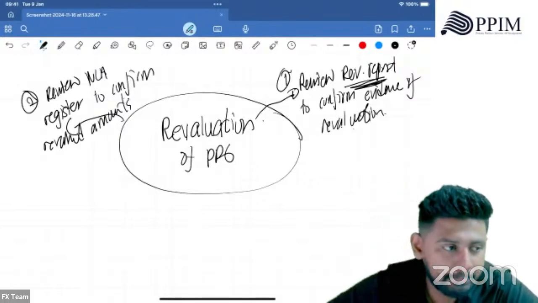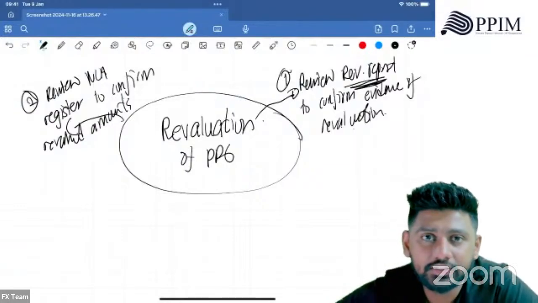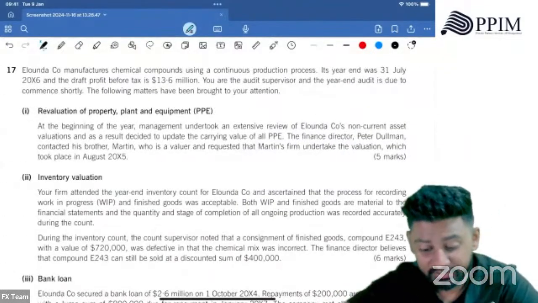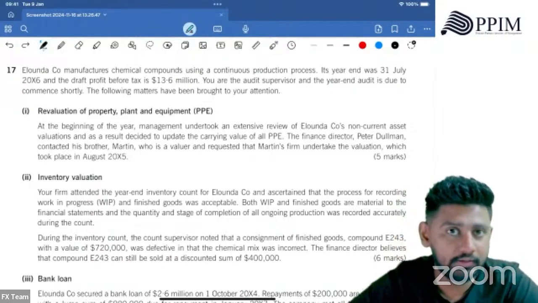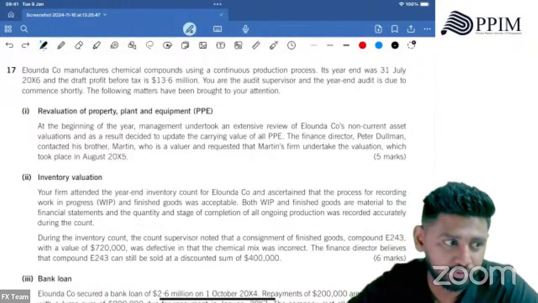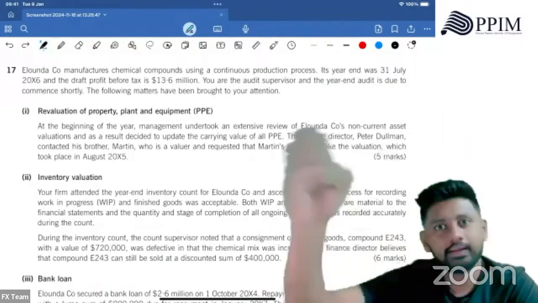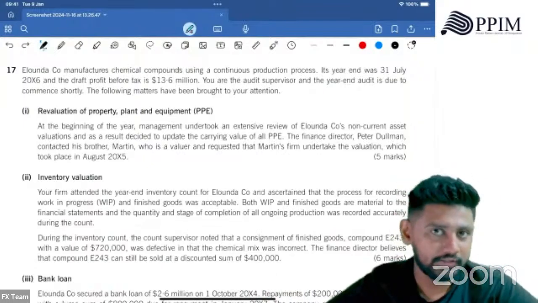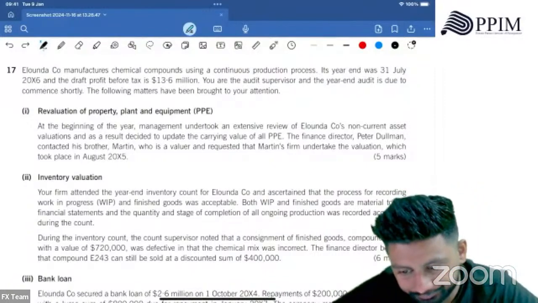Okay, there's a question. The question is, it's not ethical for Martin's brother to conduct this revaluation. No, please don't bring it here because it's an ethical issue. Here we are looking at substantive procedures, so don't try to mix that here. For that, you will not get marks. Ethics is a separate area. If the question was on ethics, yes, this could have been an issue. It could have been a threat, but here it's not a threat. So you don't have to worry about that.